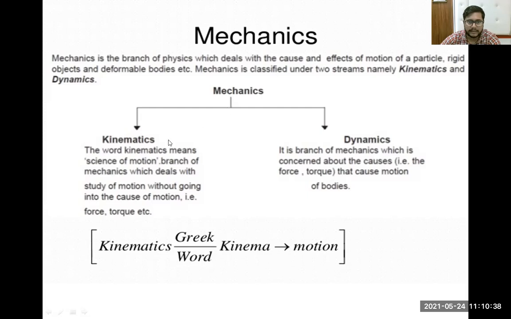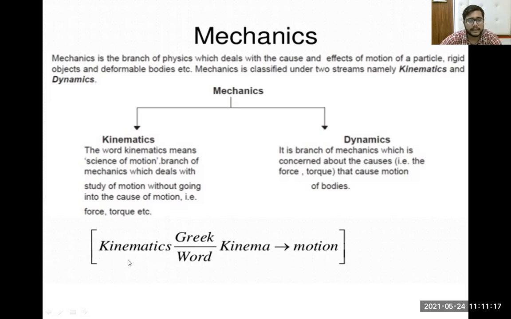Okay, so the first portion of mechanics is kinematics. Here the word kinematics means the science of motion, or the branch of mechanics which deals with the study of motion without going into the cause of the motion. That is, we will not give our interest to the calculation of force, torque, or any kind of thing which is giving a cause to the motion. We are only interested in the motion of the object.